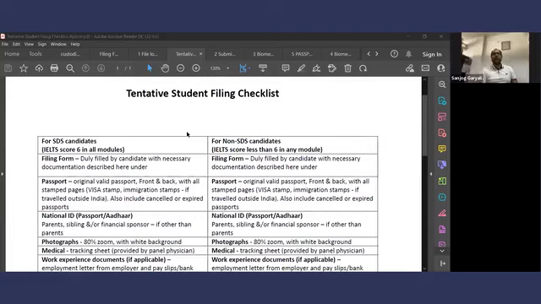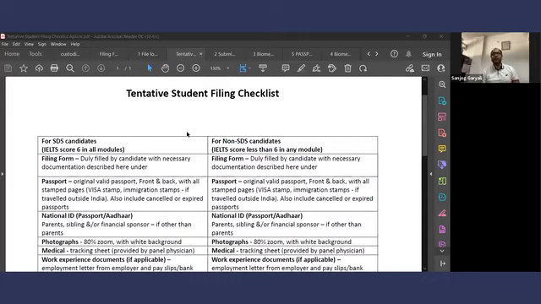Right, ma'am. So visa filing for Canada is not something rocket science. It's very simple. It's just that we need to know the right documents and the right ways of presenting our documents to IRCC. It's all about that. So coming to the two major categories, which is Student Direct Stream, also known as SDS in short form, and non-SDS.